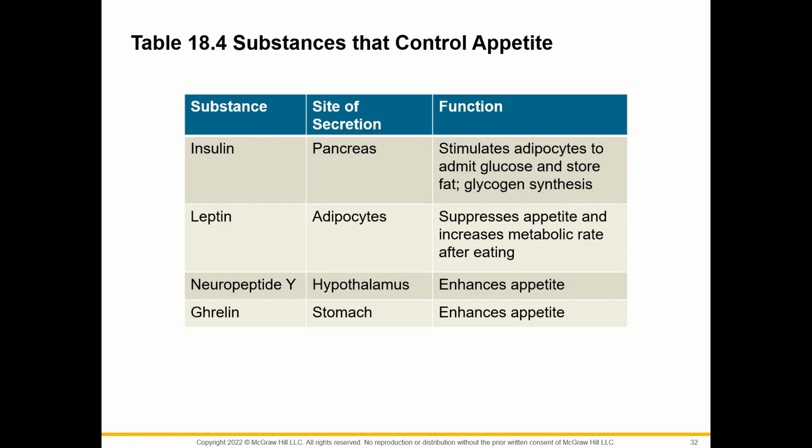So I try to eat more protein and fat. I'm not keto by any means, and I eat too much sugar, I'm sure. But I do find that when I eat protein with a bit of fat, it slows down my digestion, as we talked about in the last chapter, and it keeps me satiated longer. Table 18.4 is reviewing the substances that control appetite.